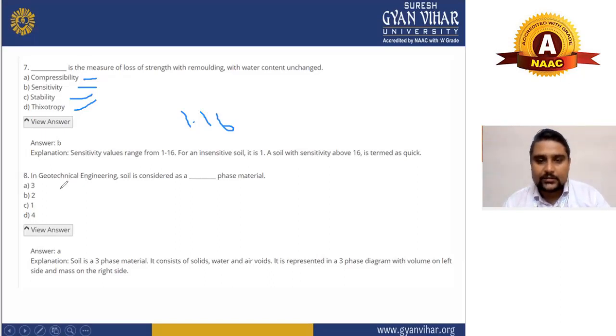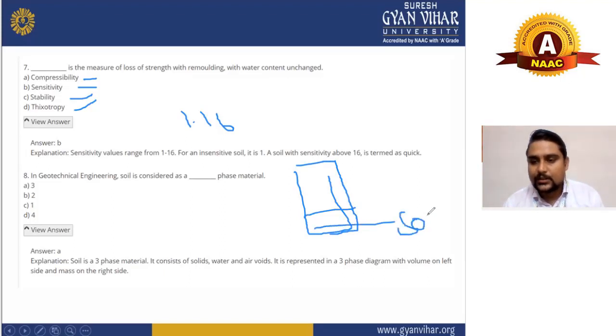Next question is also very important. In geotechnical engineering, soil is considered as a phase material. Means what will be the phase of soil? As we all know, soil is divided into three parts. I will draw the diagram. First part will be solid, and that will be your first phase. In the second phase, it will be air, or water. And the third phase will be water.